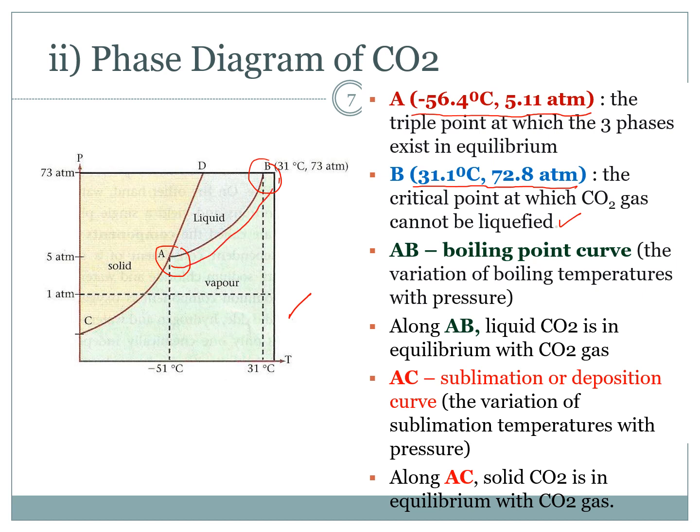AB line is the boiling point curve, the variation of boiling temperature with pressure. Along AB, liquid carbon dioxide is in equilibrium with carbon dioxide gas. AC line is the sublimation or deposition curve, the variation of sublimation temperature with pressure. Along AC, solid carbon dioxide is in equilibrium with carbon dioxide gas.